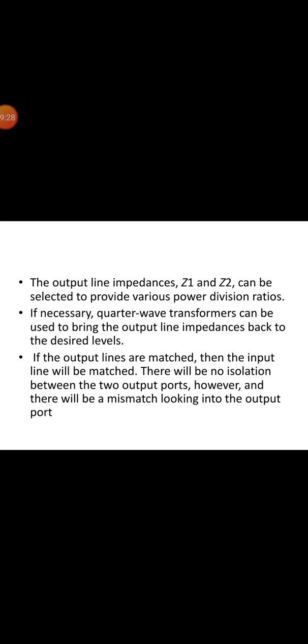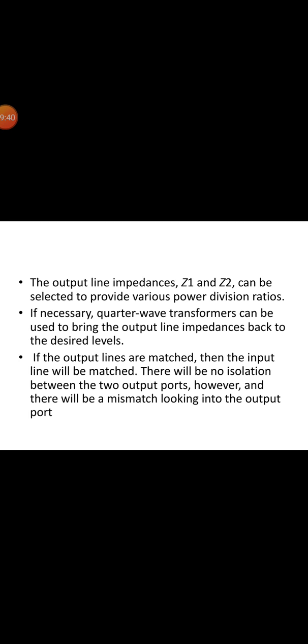If the transmission lines are assumed to be lossless, and if you also assume B is equal to 0, then the condition reduces to 1 by Z1 plus 1 by Z2 is equal to 1 by Z0. In practice, if B is not negligible, some type of discontinuity compensation or a reactive tuning element can usually be used to cancel the susceptance, at least over a narrow frequency range. So the output line impedances Z1 and Z2 can be selected to provide various power division ratios. If necessary, quarter wave transformers can be used to bring the output line impedance back to desired levels.